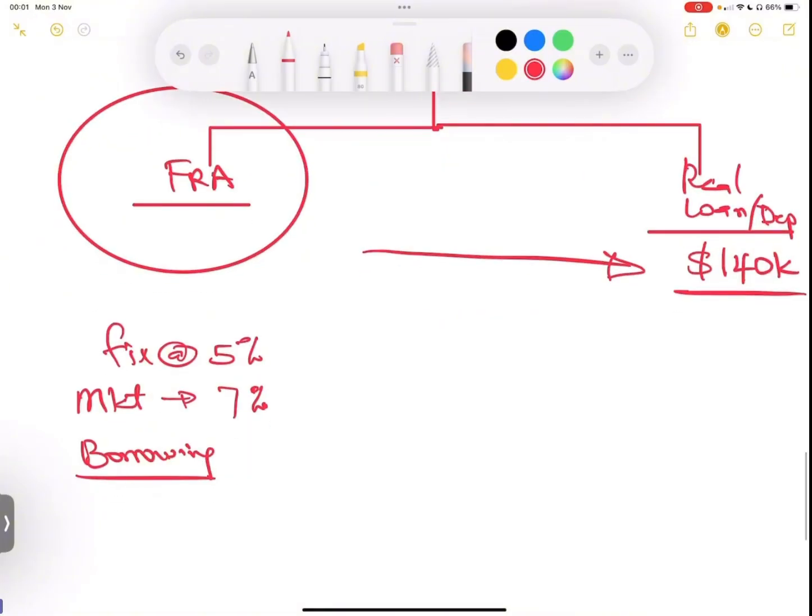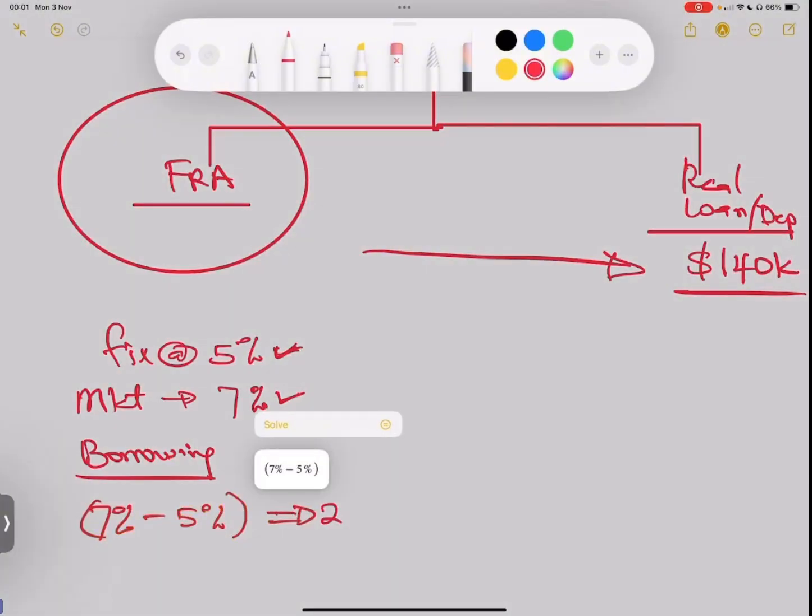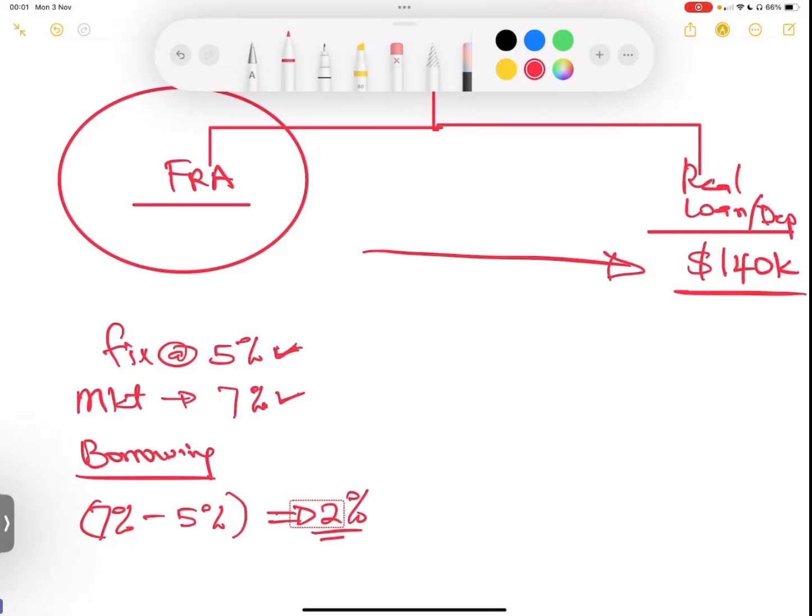If it's a borrowing, and you've been able to fix at 5% and now the market has gone to 7%, that's a gain, right? Gain. Fantastic. So which means for that FRA, your FRA has given you a benefit of 7% minus 5%. So you have a gain of 2% on this FRA.